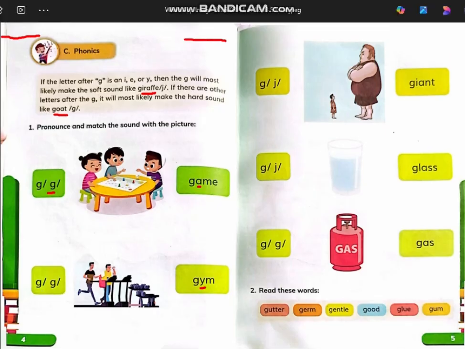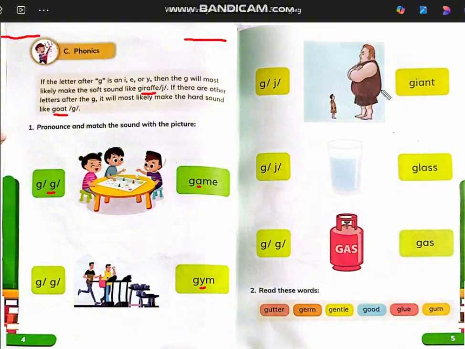Now move to the next picture. The word here is gym. Okay, the letter after G is Y. It was mentioned earlier that if the letter after G is I, E, or Y, then it is going to produce the sound of J, the soft sound. So, because Y is there, the sound of G will be J, and the word will be pronounced as gym. Okay?